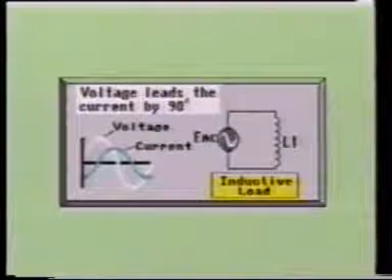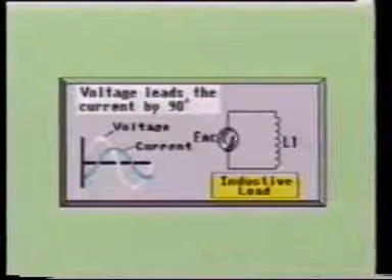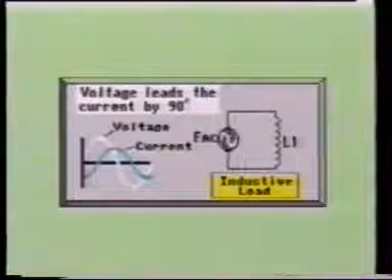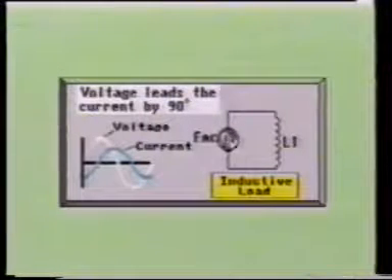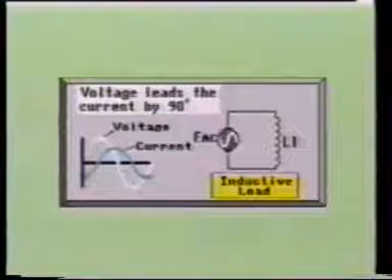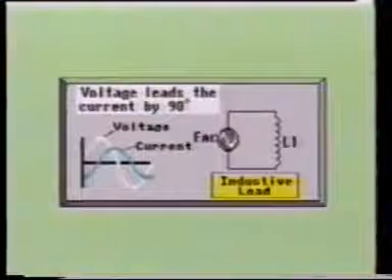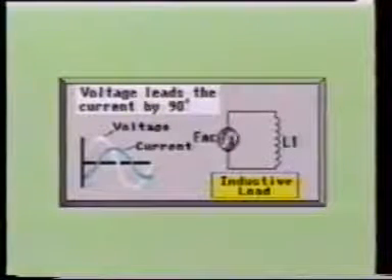Here we see an AC generator connected across a coil. We also see a corresponding graph showing the phase relationship between the current and voltage for the coil circuit. As you can see, when an inductance is placed in a circuit, it will cause the voltage to lead the current by 90 degrees.